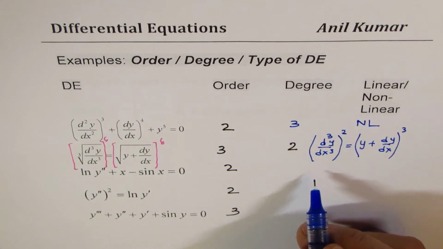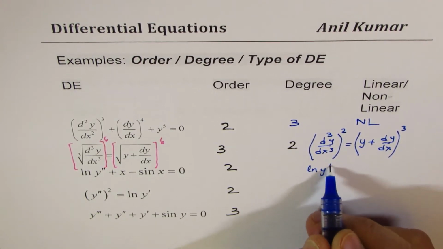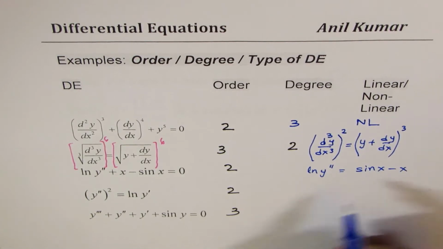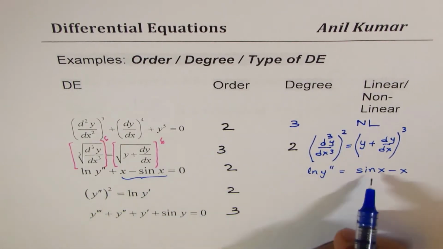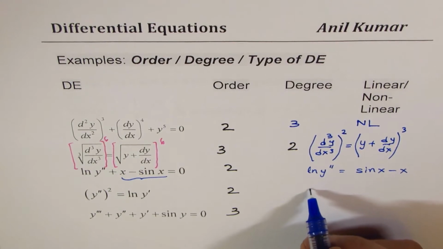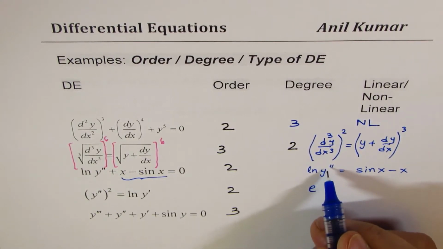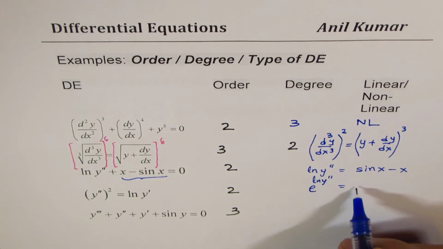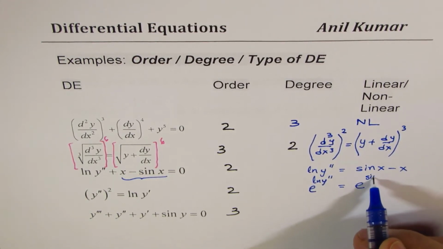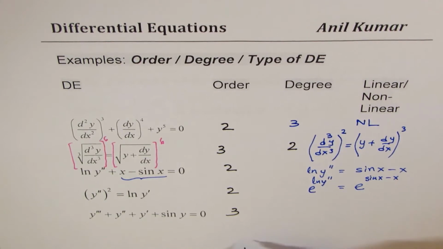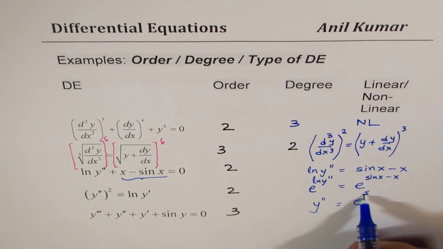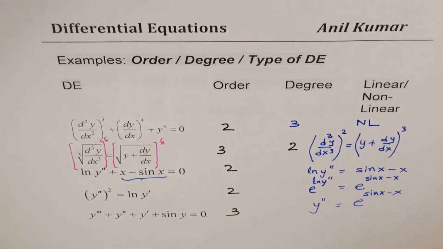let's say ln of the second derivative equals sine x minus x. So I'm taking these two terms to the right side. Now if I take e to the power of all this, ln of the second derivative equals e to the power of sine x minus x, what do I get? I get the second derivative equals e to the power of sine x minus x.